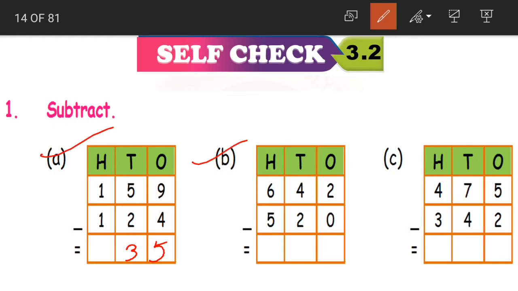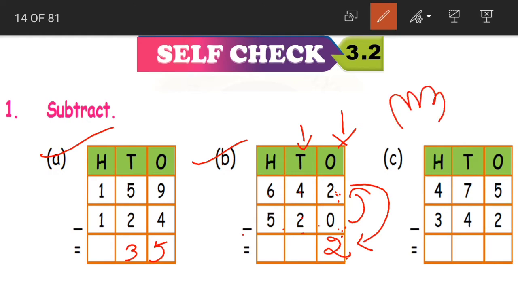Now moving on to question number B. Again start, 642 minus 520. Starting from the ones place. 2 minus 0. What did we learn children? When we subtract 0 from a number, the answer will be what? The answer will be the number itself. So 2 minus 0 is equal to 2. Now coming to the tens place, 4 minus 2. Yes, open 4 fingers and close 2. How many will you be remaining with? 2. So 4 minus 2 is equal to 2.